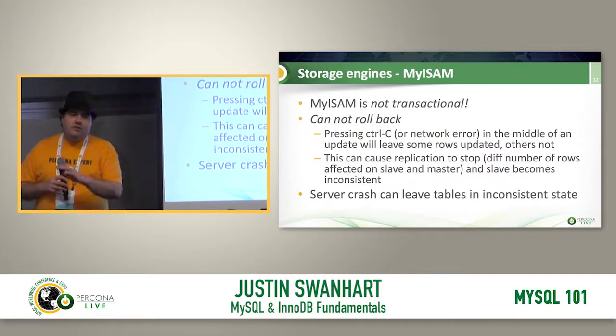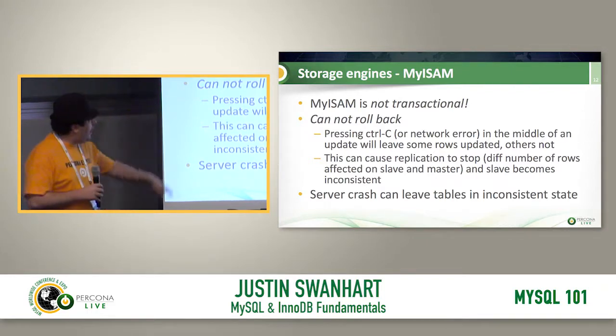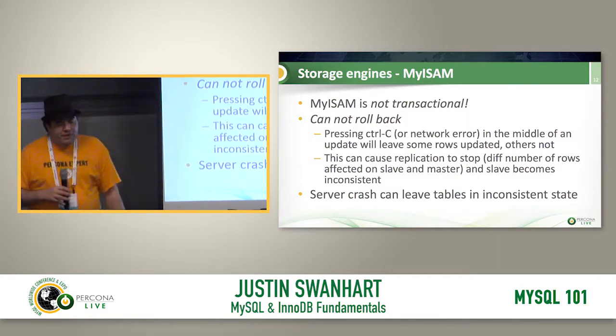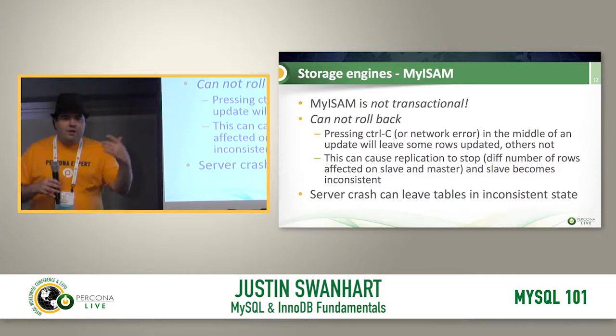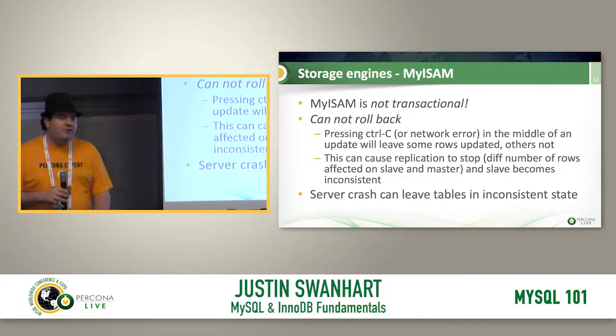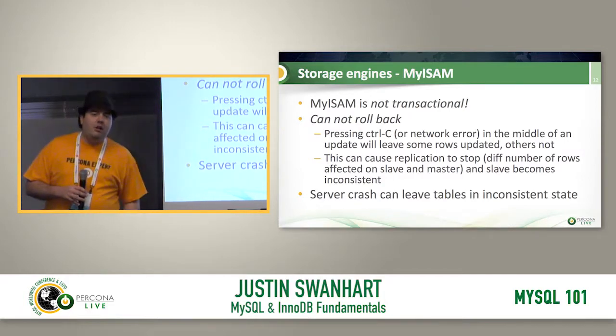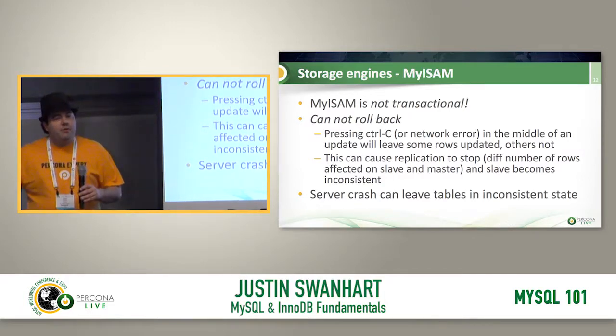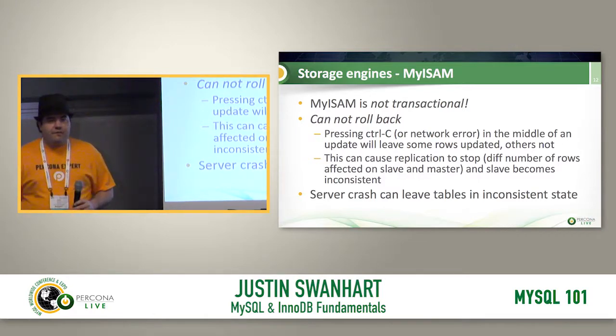MyISAM is not transactional. It's not even atomic. You can't roll back. So pressing Control-C in the middle of an update is going to leave some rows updated and others not. This can also cause a big problem with replication, because it'll say it updated 10 rows on the master, and then it runs on the slave and it updates 1,000,000 rows. And it goes, oh, there's a different number of rows modified on the master and the slave.